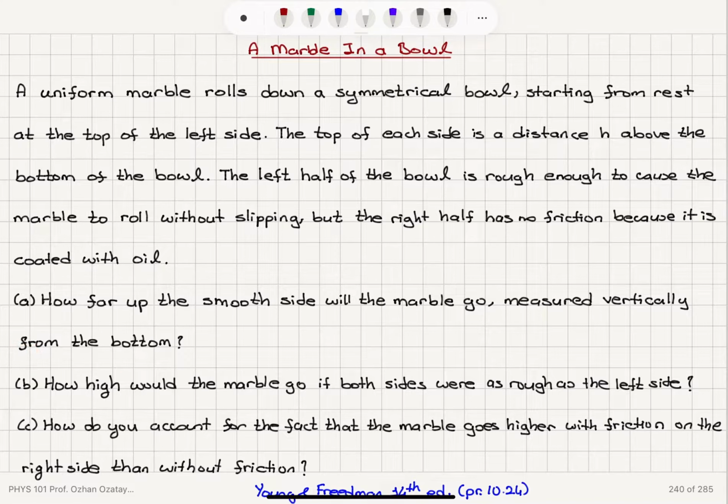Part B. How high would the marble go if both sides were as rough as the left side? Part C. How do you account for the fact that the marble goes higher with friction on the right side than without friction?